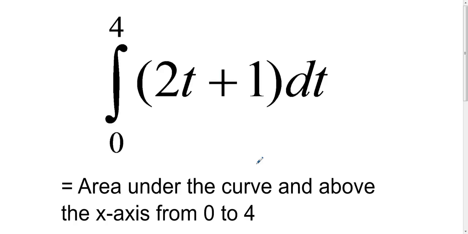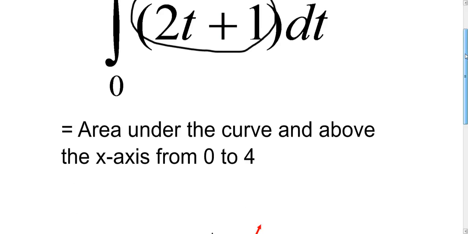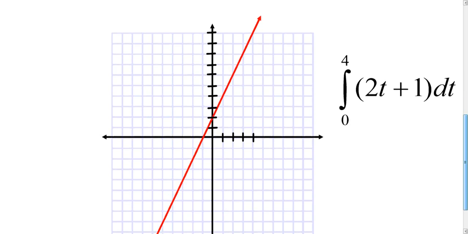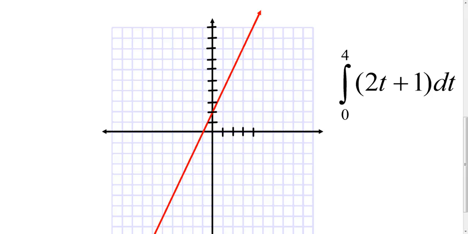Basically, it's asking me to find the area under the curve that's above the x-axis, and it's important to recognize that it's above the x-axis, between when x is 0 and x is 4. Okay, so what you're going to do is you're going to graph this function right here, which I have done right here. Okay, so this is the function 2t plus 1. I'm wanting to find the area underneath the curve between when x is 0 and when x is 4.